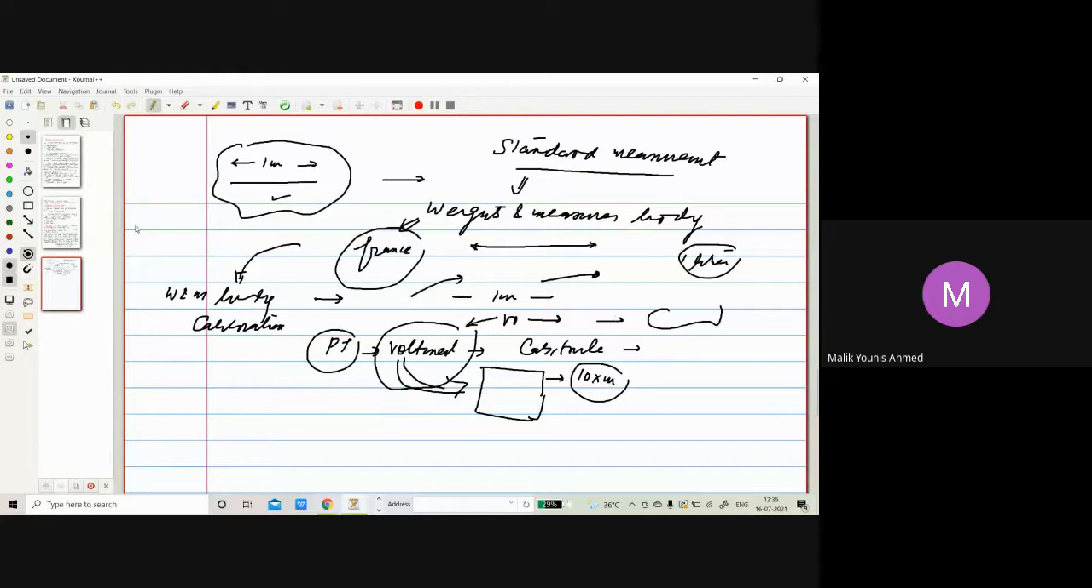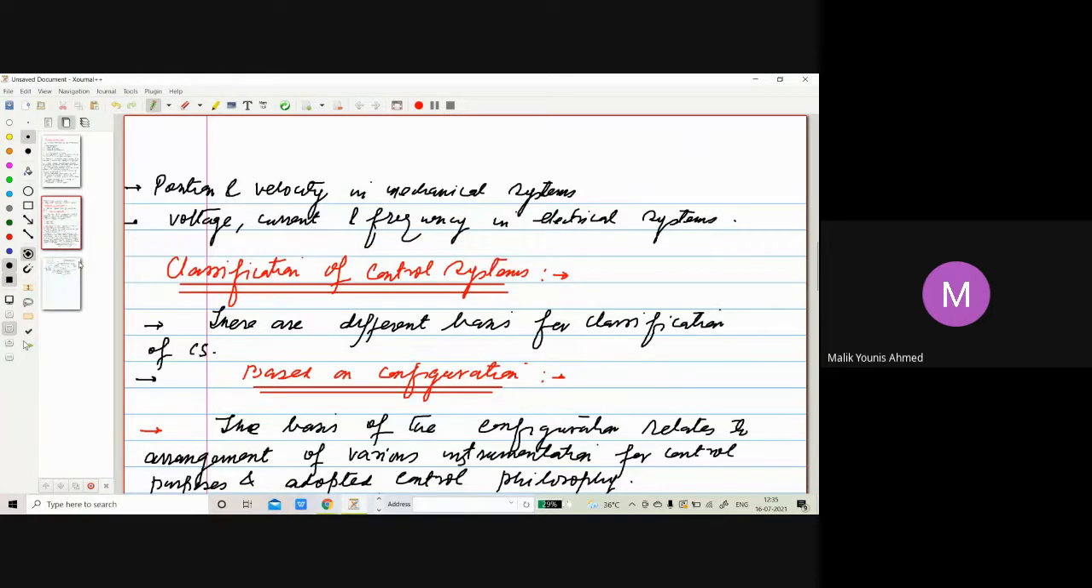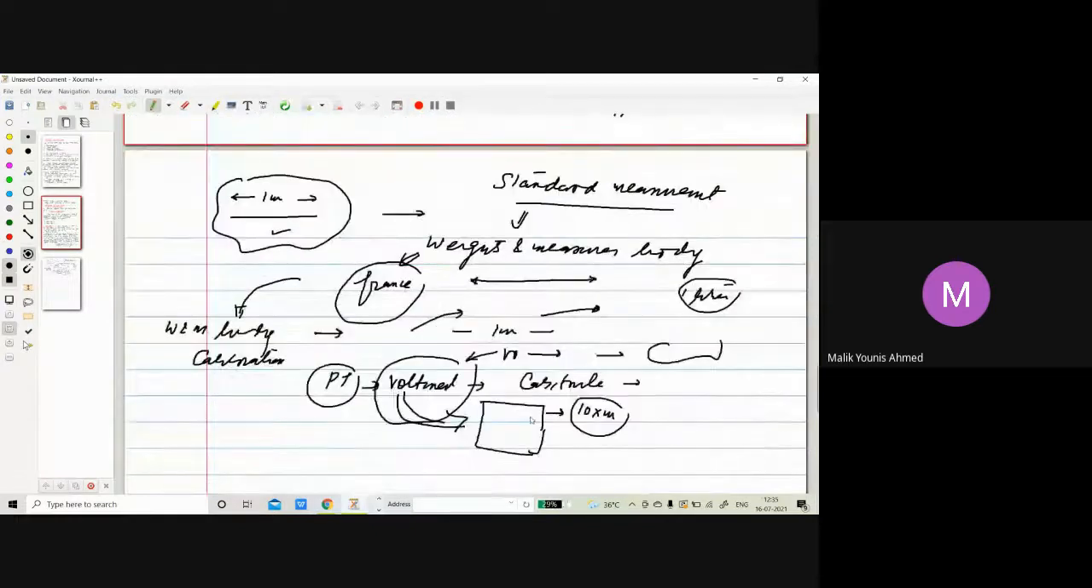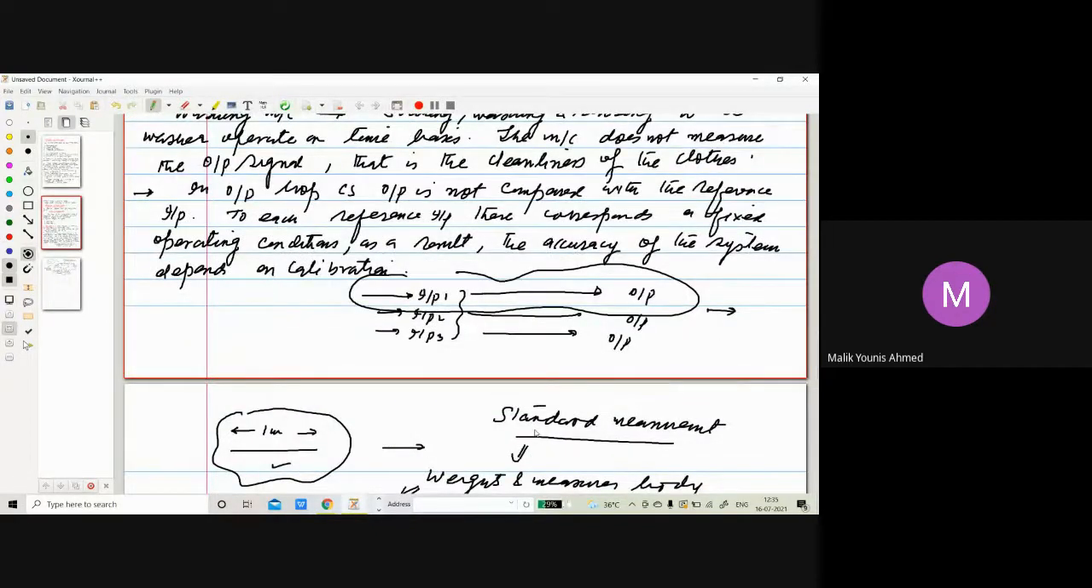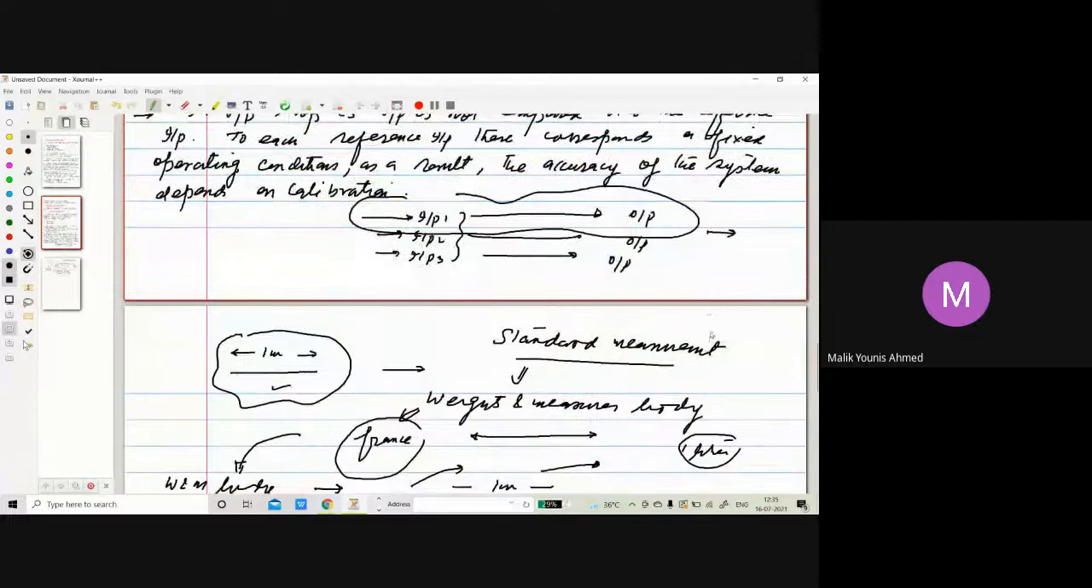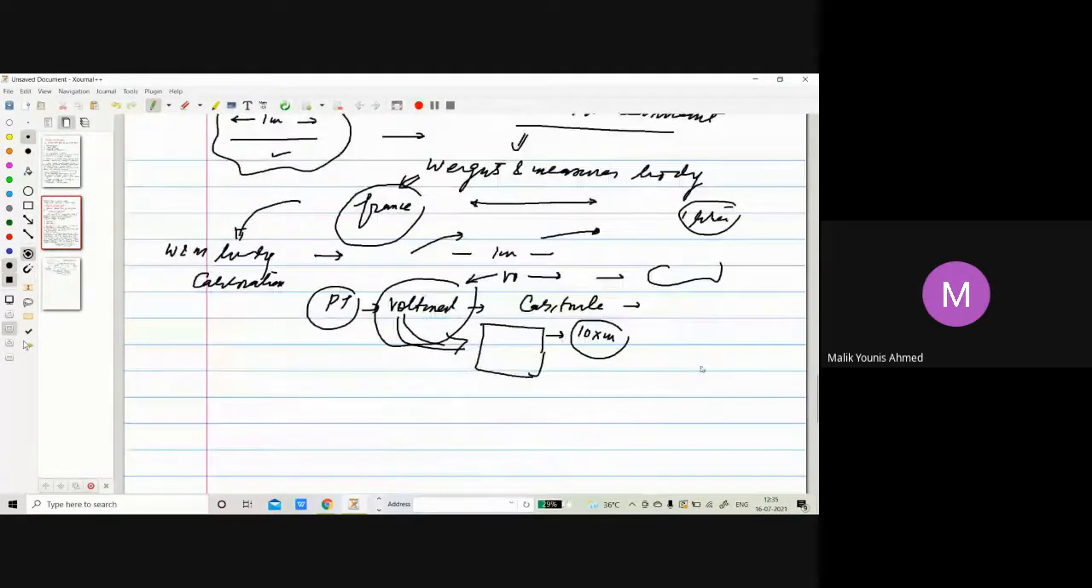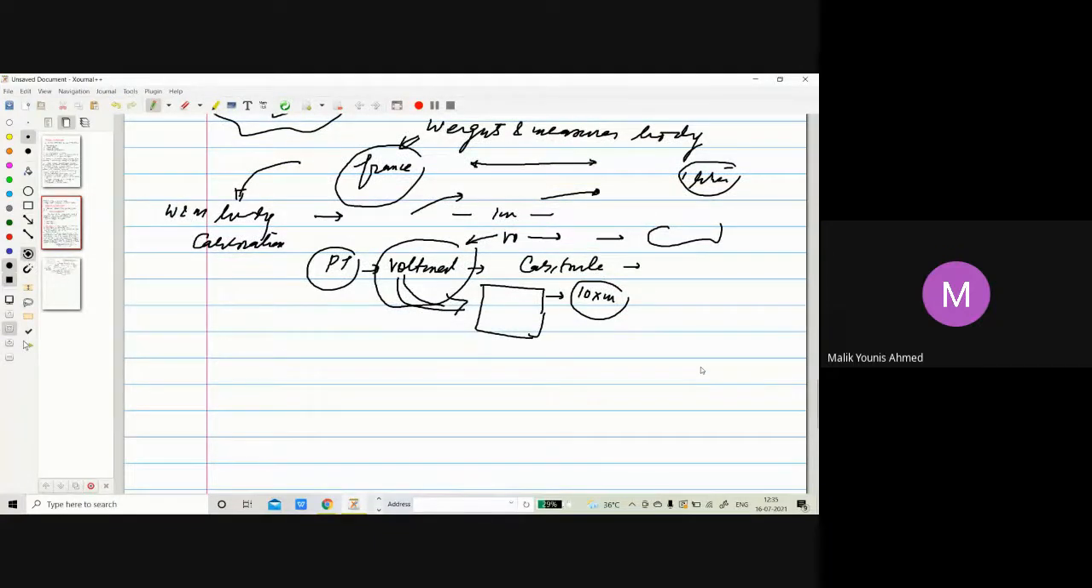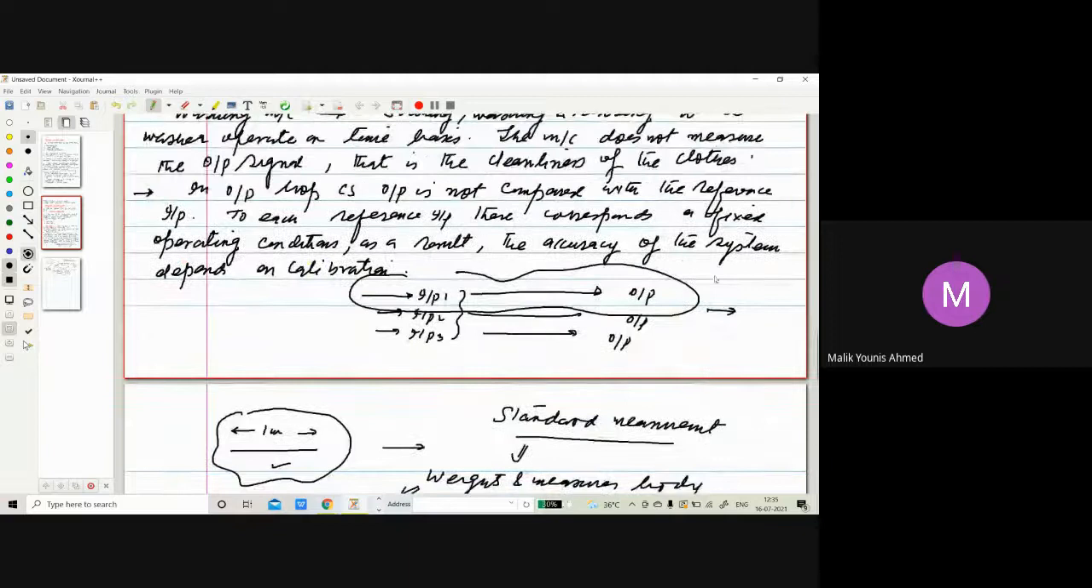So if we are talking about an open loop control system, its accuracy will depend on what? Its accuracy will depend on the calibration. If this is the input, then we know this is the output. For every reference input, we have a fixed operating condition, and we have placed that in the instrument. That fixed operating condition will depend on the time of calibration, how we have calibrated, whether we have done calibration recently, or whether the calibration is still valid or has expired. So the accuracy of the system depends on the calibration.